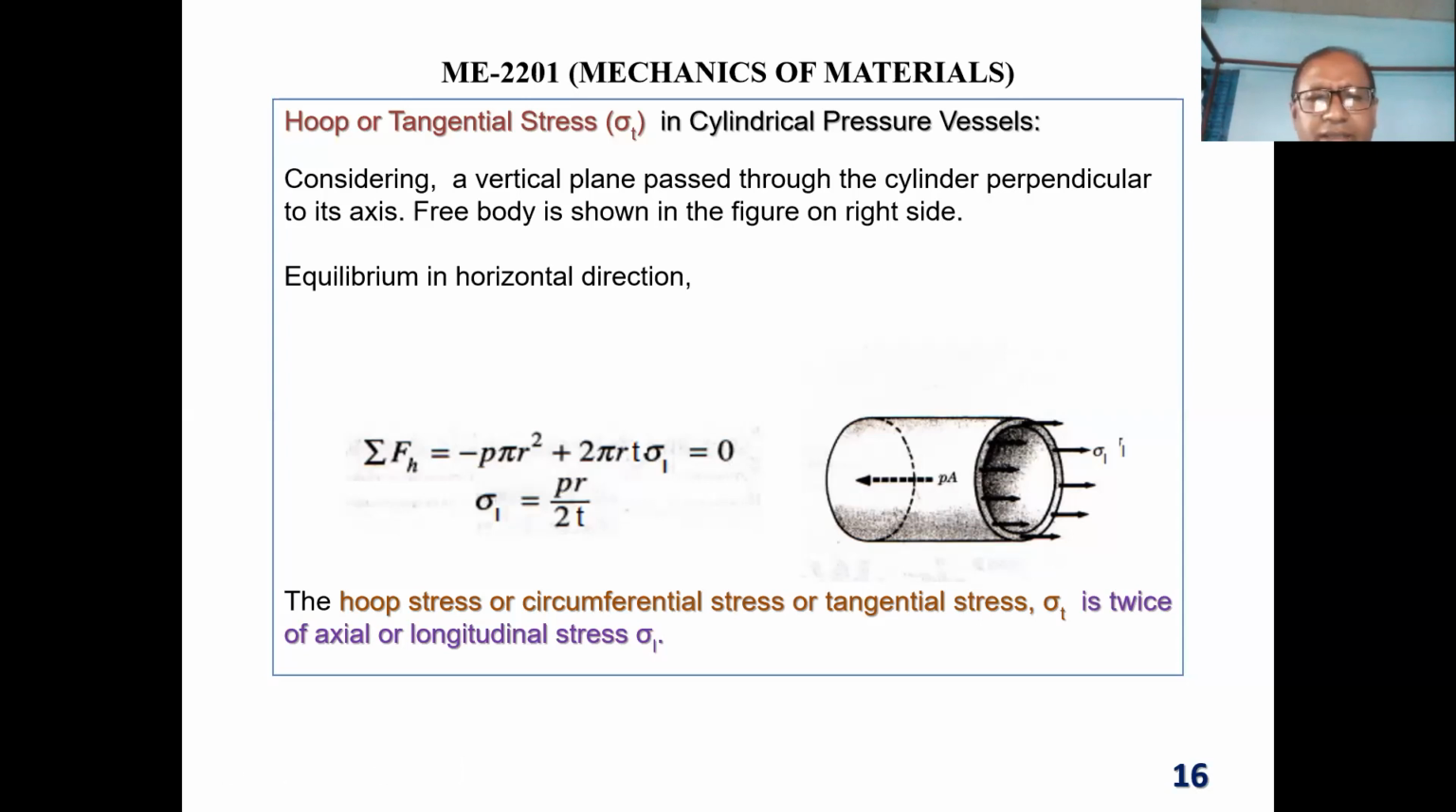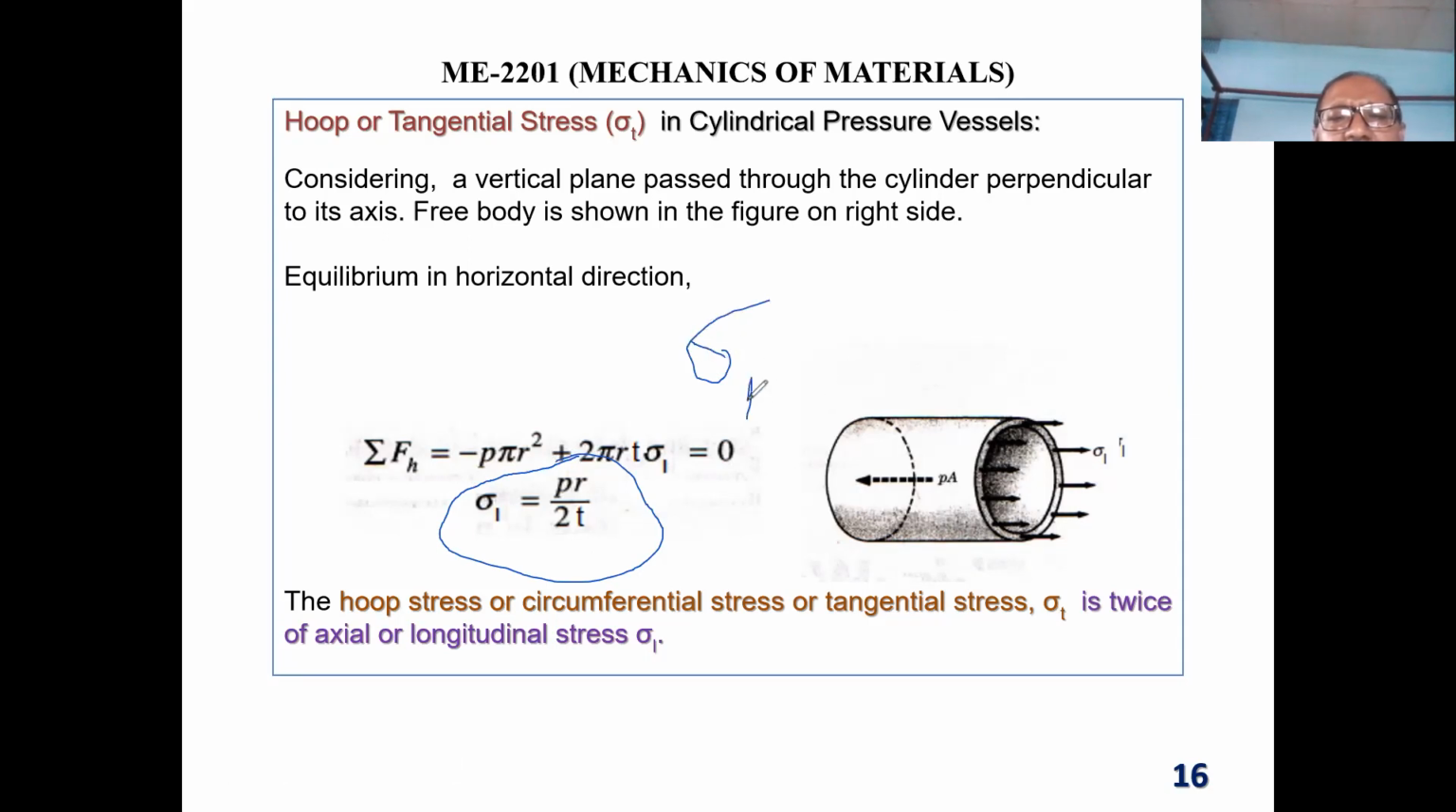Okay, in the last class, I showed you how to derive the tangential stress and longitudinal stress of a cylindrical pressure vessel. So what did we find? We found longitudinal stress PR by 2T.